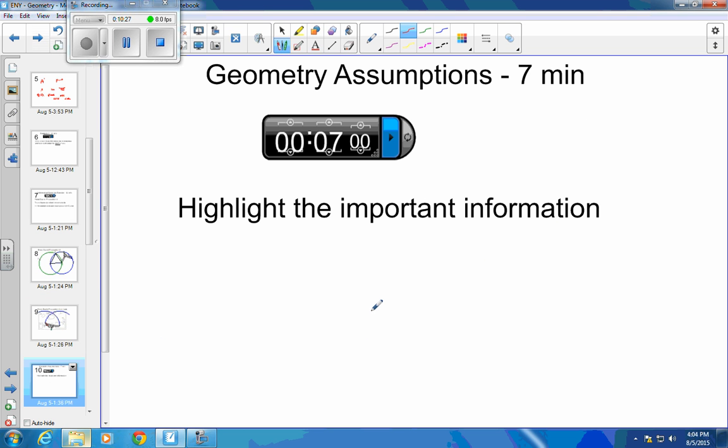So geometry assumptions, you're going to spend 7 minutes here. What I want you to do is quickly read through the assumptions there at the top of the page. This is, I think, page 4 or 5 in your notes. Let's see, it's page 4, S4. So read through the assumptions, pause this, and then come back.